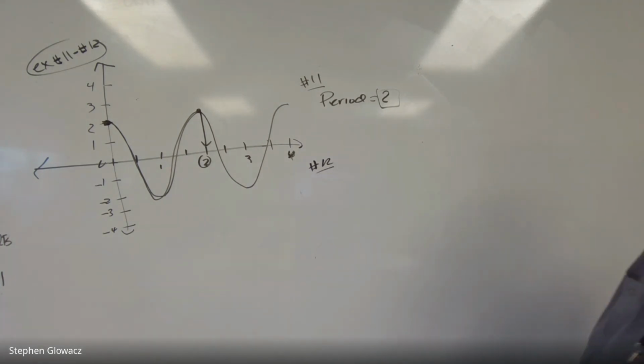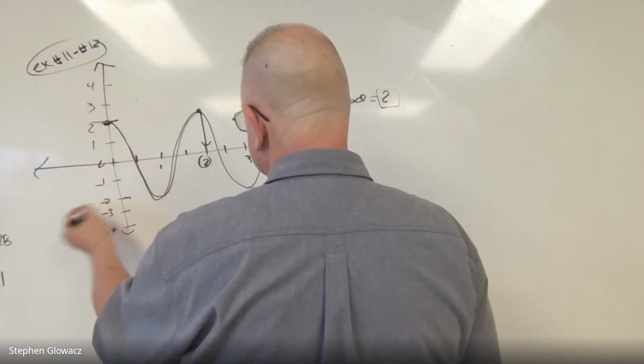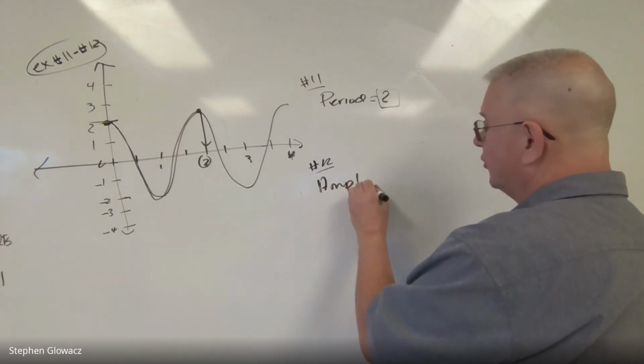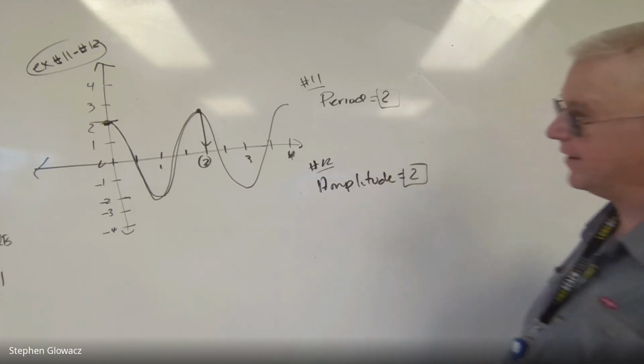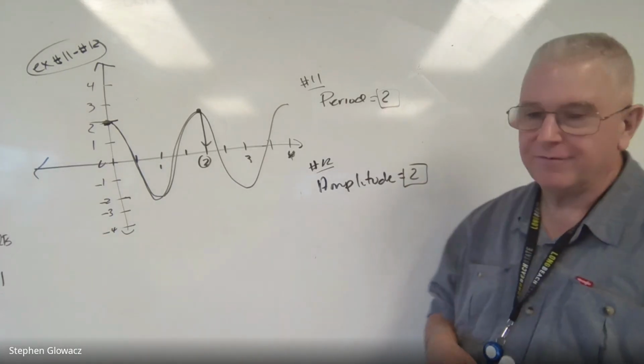Now the amplitude, let's see. Well, it tops out at 2, bottoms out at -2. So our amplitude is 2. And that's it. So amplitude, pretty easy there. Almost as easy as finding what the period of the function is.